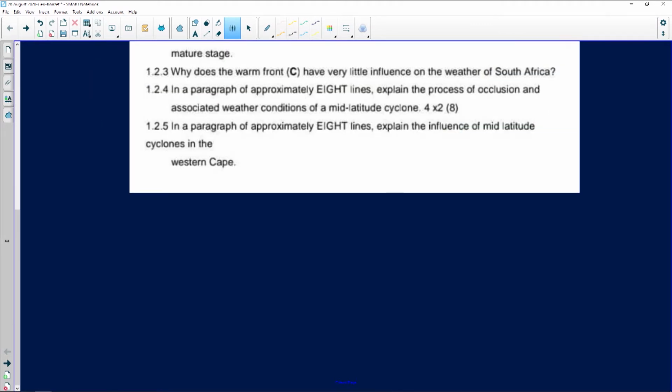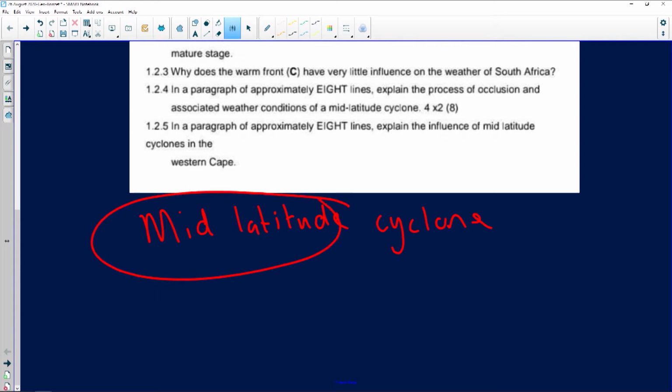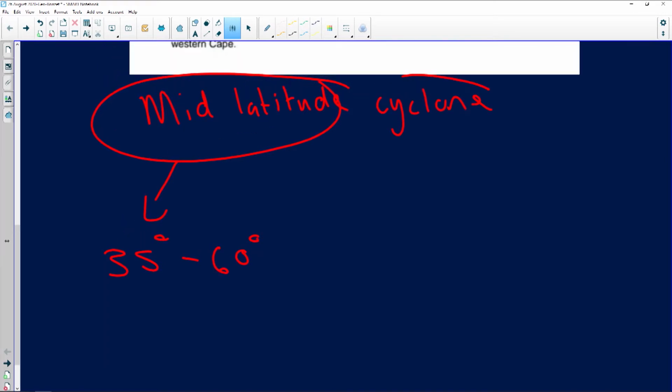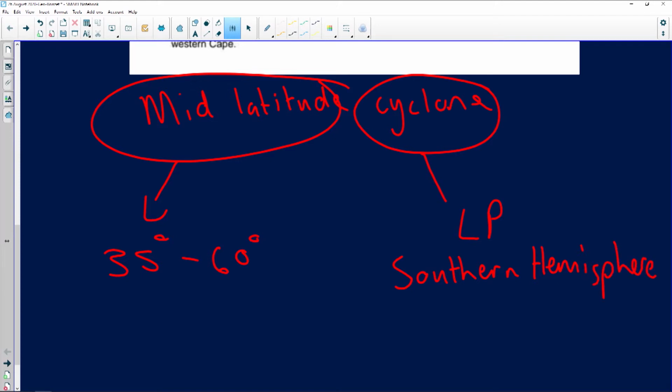Now, grade 12s, like I've always said, the name kind of gives it away. A mid-latitude cyclone. First of all, let's decipher this. Mid-latitudes, where does the formation take place? Usually between 35 up to 60 degrees north and south of the equator. And what do we know about cyclones? It's a low pressure system, and because we live in the southern hemisphere, the circulation of air is always going to be clockwise.